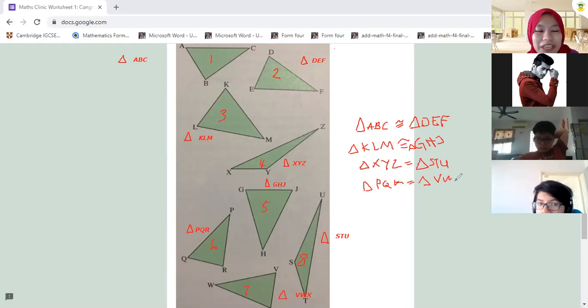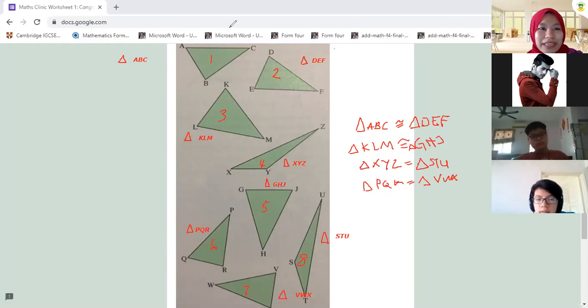Okay, how confident are you now in determining the congruent shape? Very confident. Okay, good. How many are still not sure whether they are congruent or not? Should be okay. I will not mention your name if you're not sure. Okay, should be no problem, yeah?